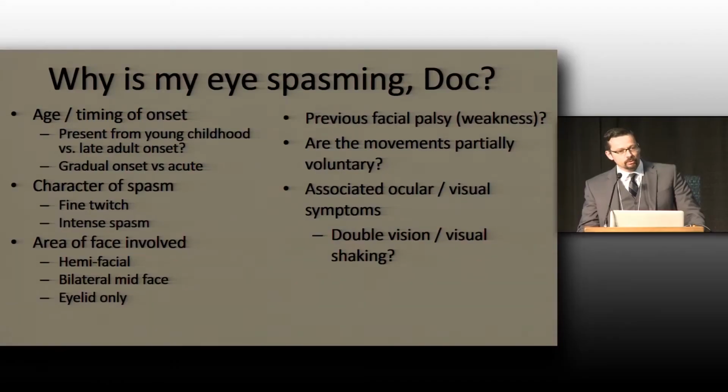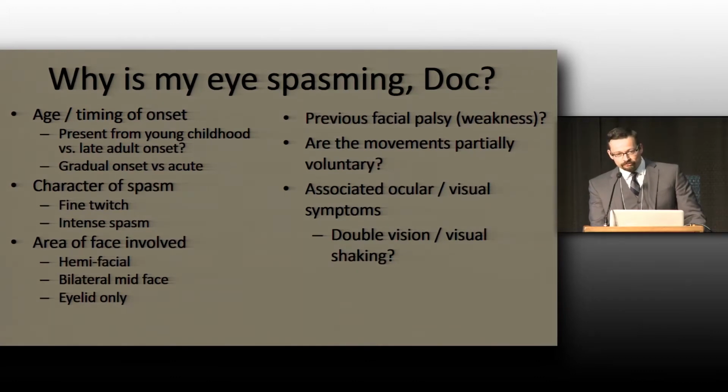First of all, you want to think about how old the patient is and what was the timing of the onset, because this can help you a lot. Was it sudden onset or more gradual? What's the characteristic of the spasm? Is it a fine little twitch, or a much more intense spasm? Is it localized to one muscle fascicle, so to speak, or is it a more diffuse spasm? What part of the face is involved? This is very important. Is it one half of the face, or is it, say, the mid-face involving both sides? Is it the eyelid only?